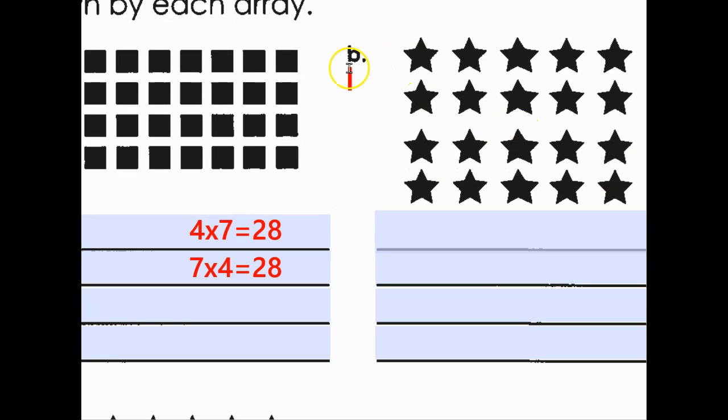All right. So then for letter B, how many rows do I have? 4. Times how many in each row? 5, which equals 20. So then what's another way to say it? 5 times 4. If I'm writing, what are you supposed to be doing? That's right.